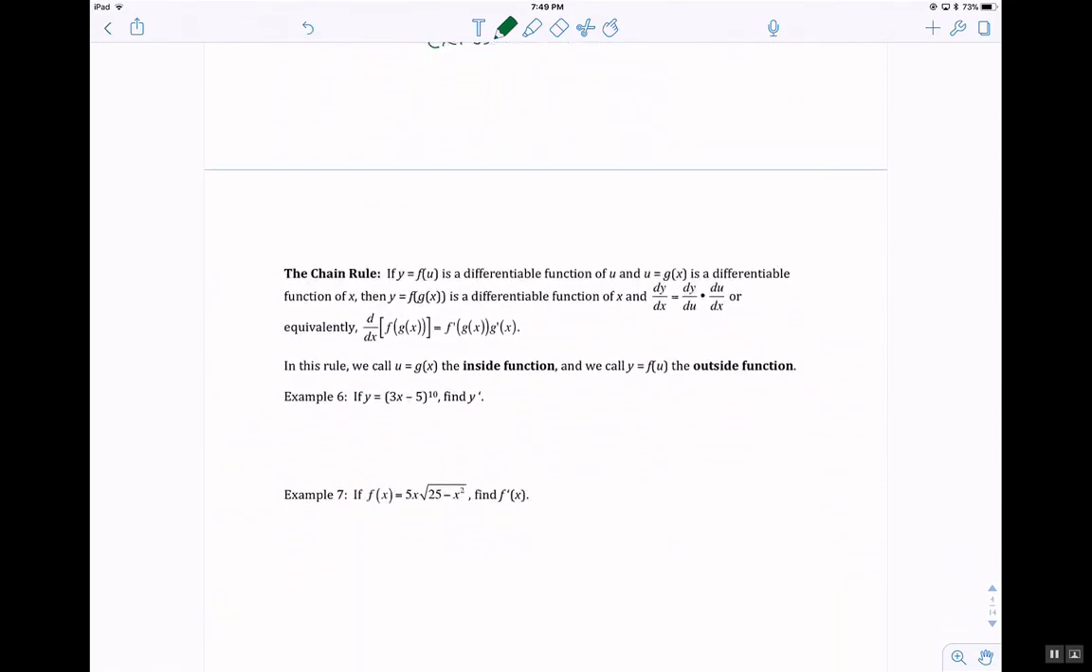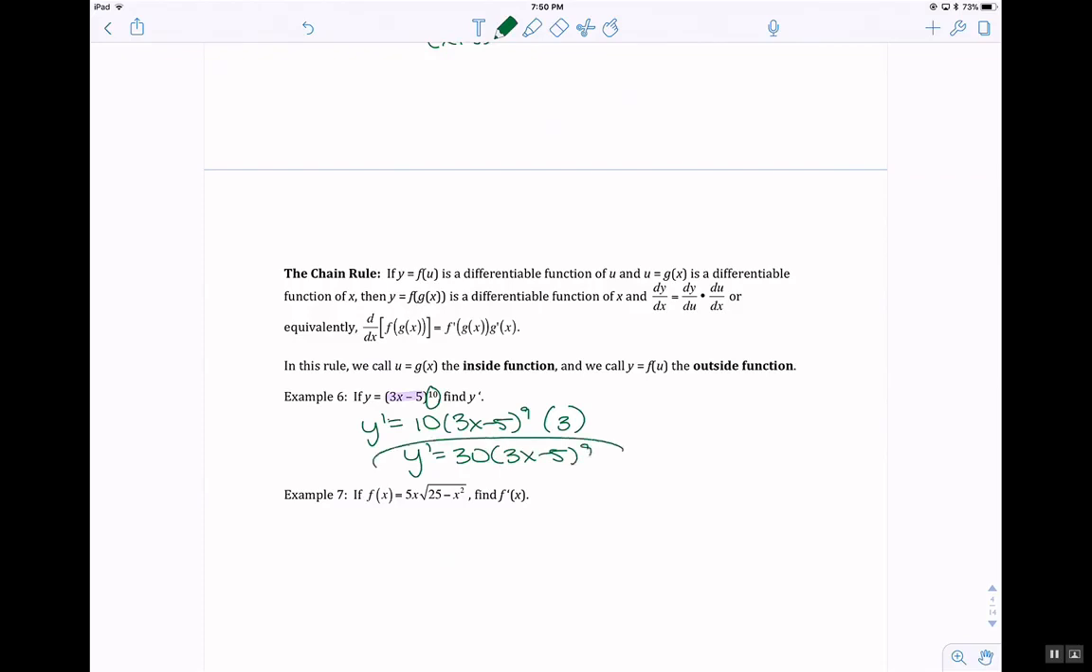Chain rule is used when I have f of g of x and I'm taking the derivative of f of g of x. So you have to identify an inside and an outside function. When I look at this first example, my inside function is 3x minus 5. My outside function is the 10th power. So my y prime is equal to 10, (3x minus 5) to the 9th, and then times the derivative of the inside, which is 3. So y prime is 30 (3x minus 5) to the 9th.